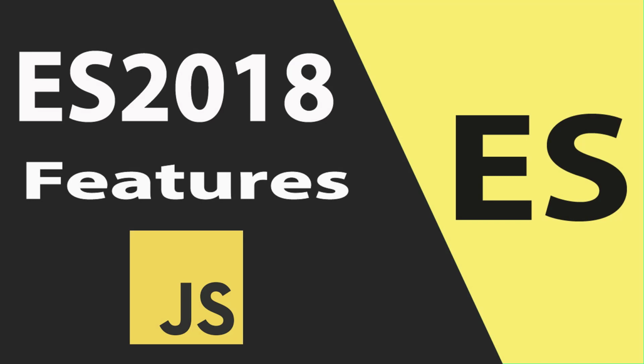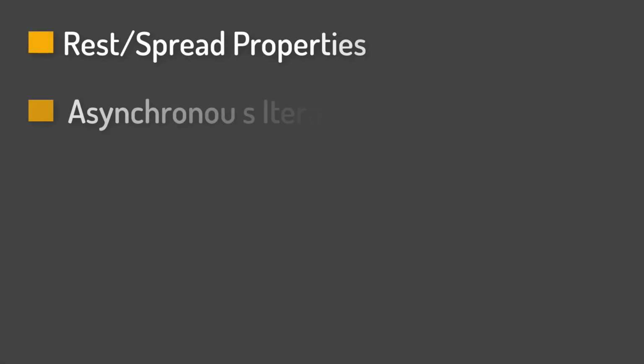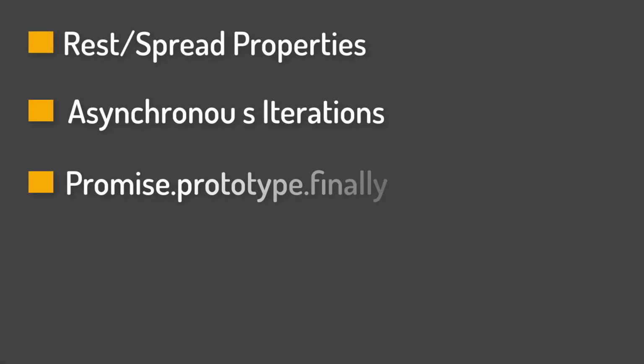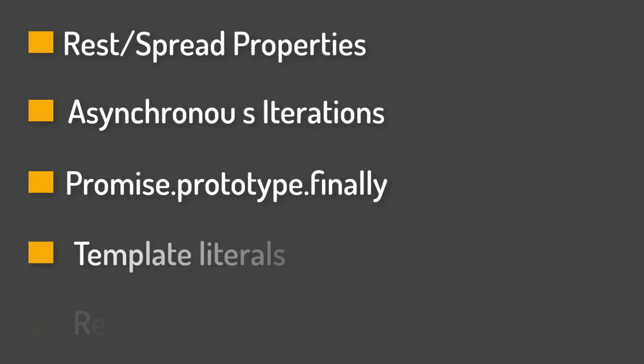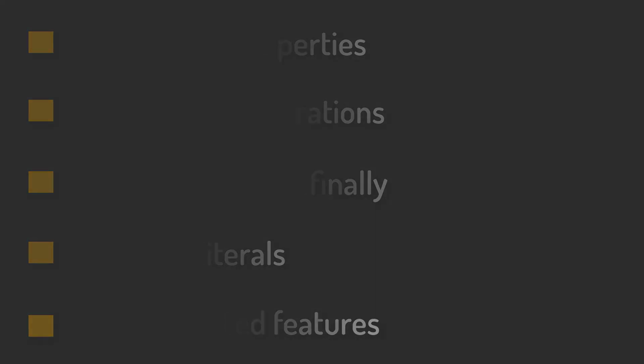In this video, we're gonna review the new features available in ES 2018. This will probably be the 7th edition of ECMAScript. ES 2015 is the largest upgrade to JavaScript since its creation. But now, ES 2018 adds many new modern features to JavaScript that make JavaScript more powerful and modern than ever before. The language has rest or spread properties, asynchronous iteration, Promise.prototype.finally, template literals, and regular expression related features.